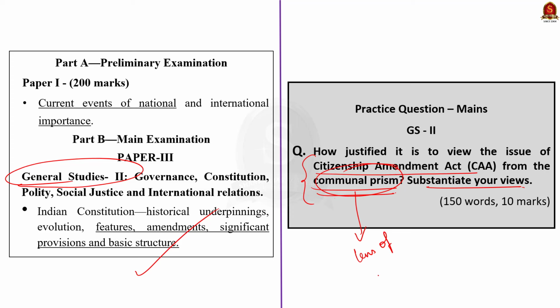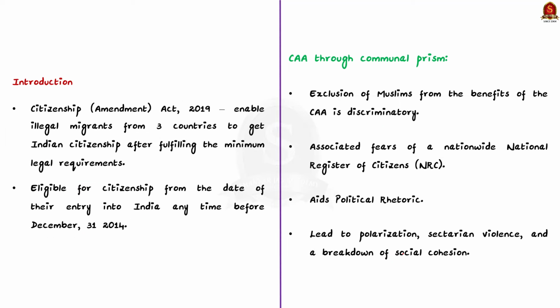If you take CAA, viewing it through a communal prism would involve focusing on its implications for different religious communities, particularly Muslims, and assessing how it may increase communal tensions or deepen divisions within the society. So now let us start with the introduction.